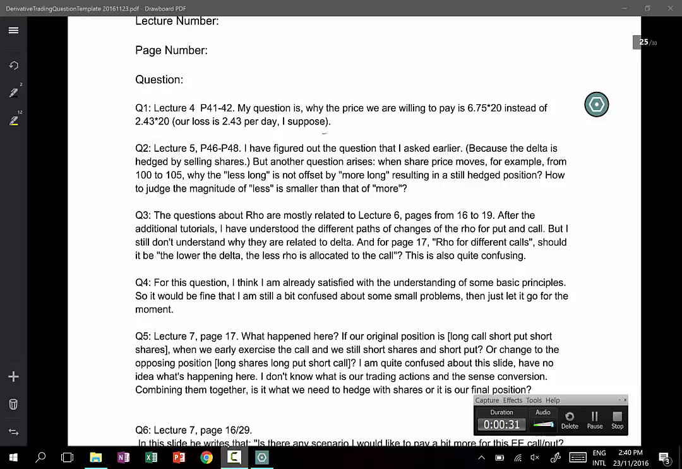So the first question is regarding lecture 4, page 41 to 42. My question is why the price we are willing to pay is 675 times 20 instead of 243 times 20. All right, let's have a look at lecture 4, page 41 to 42.